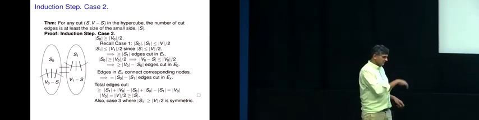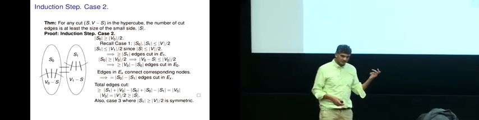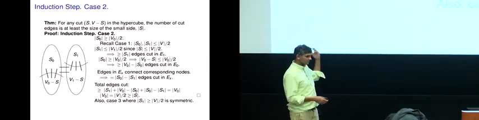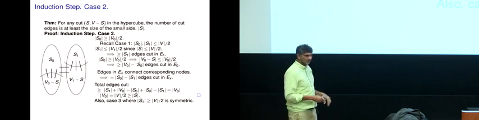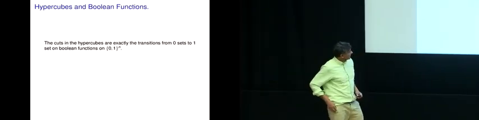There's a case 3 where, without loss of generality, you can just argue that V1, this side, had more nodes in it on S. Okay, so good. The cuts in the hypercube are exactly the transitions.